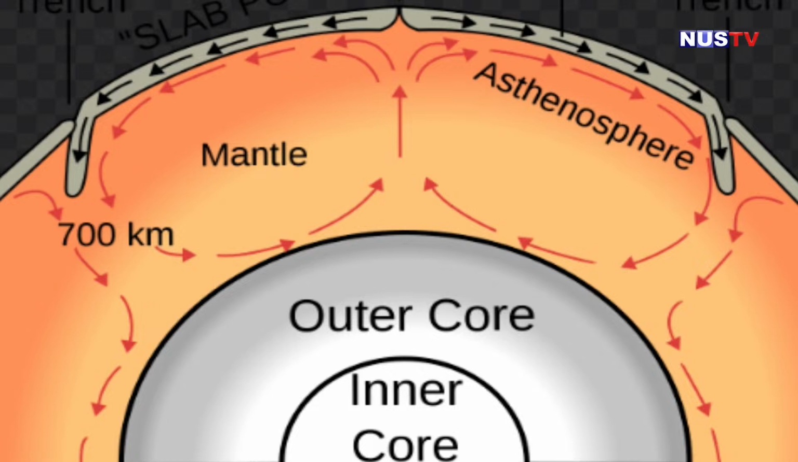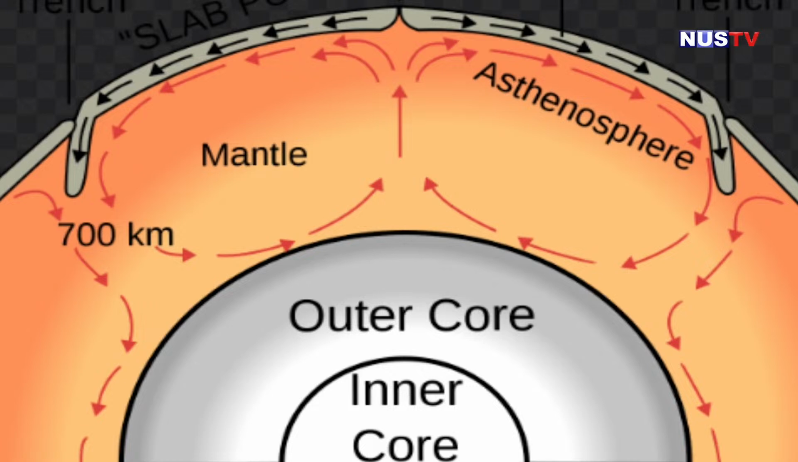Convection currents is caused by the intense heat from the Earth's core, which heats up the rocks outside it. Okay? The core has the inner core and outer core. This heating process causes these rocks to rise and move upwards, or move up towards the surface.